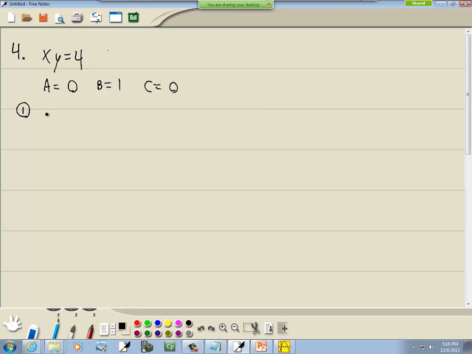Okay, first thing we want to do is figure our angle of rotation. So we've got cotangent 2 theta is equal to a minus c over b.